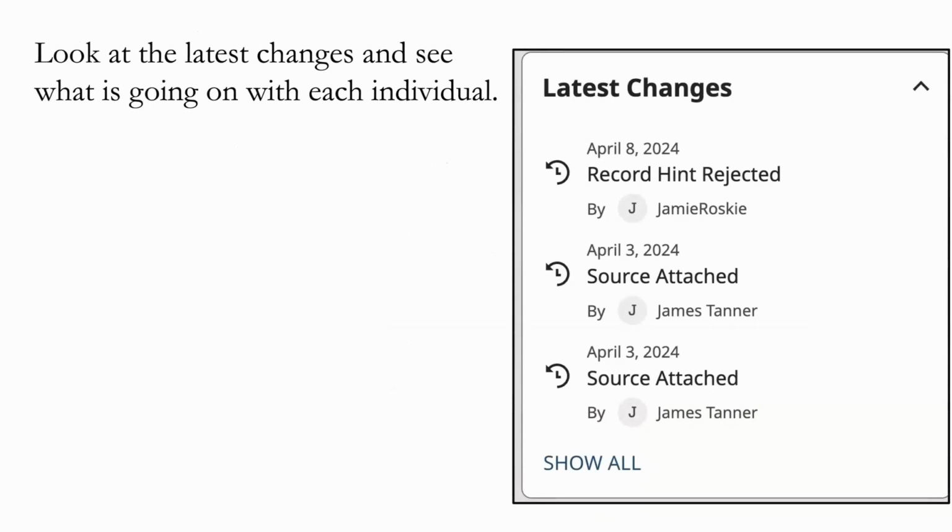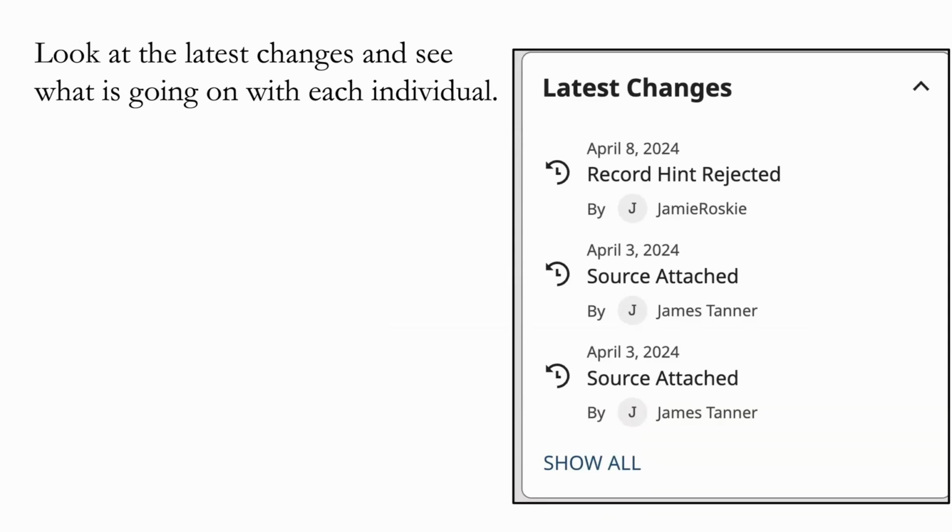Now look at the latest changes. This would be the next step. Okay, so you check the sources, see what's there. If there are no sources, obviously it's an open field. The person may not exist, and so you may want to do some research before you do anything because you may not have the right individual. But let's look at the latest changes and see what's going on with each individual in the tree.